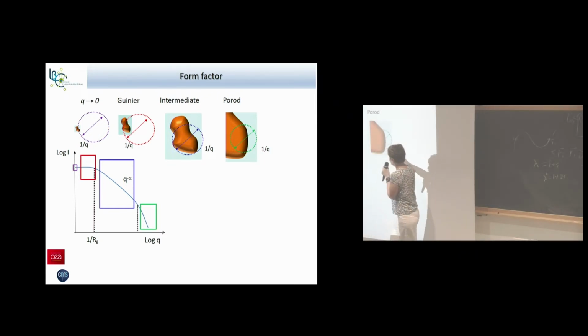And then when you go to very large Q value here, we are looking at what happens at the interface between the object and the solvent, for example. And in between, in the intermediate range, you will have some decrease with an exponent alpha. Again, this exponent may be characteristic of some peculiar shape.